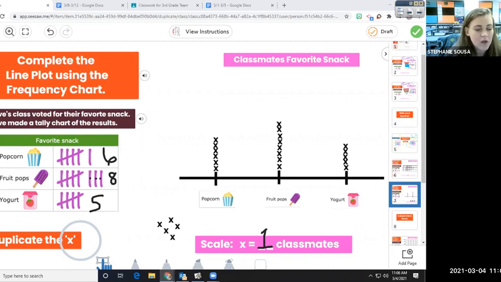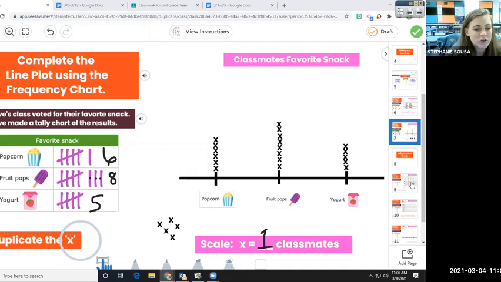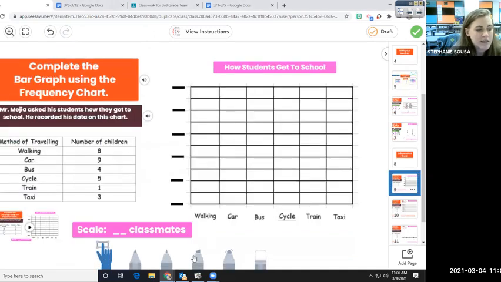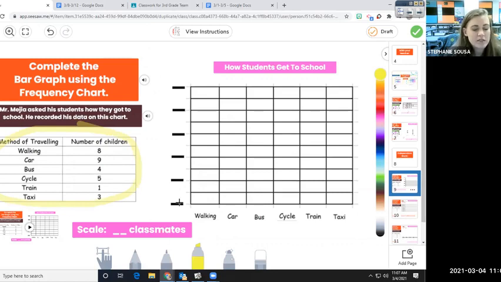All right. Your independent work today is very, very similar. You are going to take a look at a frequency chart. You are going to determine what scale is best for the data. Okay, here's your data. You're going to come up with a scale. When you're thinking of a scale, you've got to do 2 things.